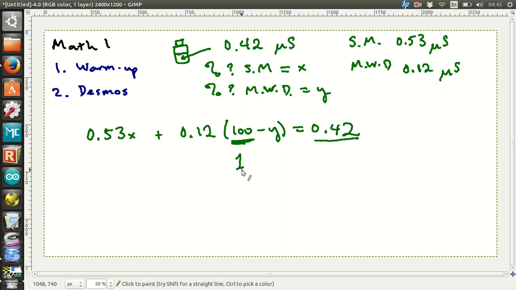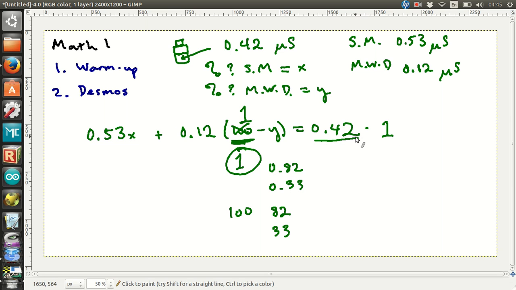1 would be the maximum percent if by percent you mean 0.82 is 82%, 0.33 is 33%, right? Now, 100 would be the maximum percent if by percent you mean 82 is 82%, 33 is 33%, right? So if we're using this, then it would be a 1 here, and 100% of 0.42 would just be 1 times 0.42, which is just 0.42.